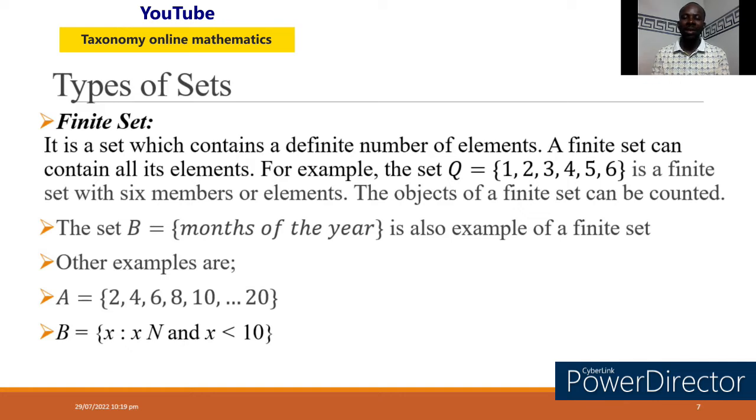So the set Q, which is 1, 2, 3, 4, 5, 6, is finite because it has 6 elements, and we are aware that there are 6 elements. I can indicate the last element. Then we have months of the year. We know we have 12 months. So after stating all the 12 months, January to December, there is no other element I can add to that set. So that makes it a finite set.